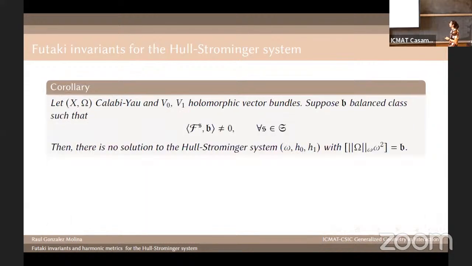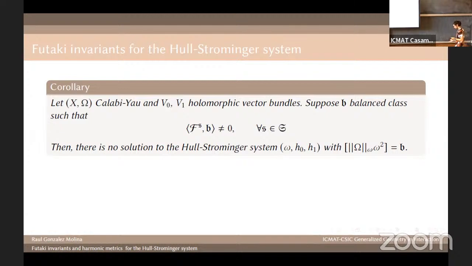Yeah, okay. So now I was saying that if I am able to choose a balanced class such that for any holomorphic current algebroid this Futaki invariant doesn't vanish, then there is no solution such that the metric defines the balanced class that I chose. And I stress that the conclusion of this theorem is entirely classical and has nothing to do with holomorphic current algebroids, just if I am able to compute all Futaki invariants for all holomorphic current algebroids.